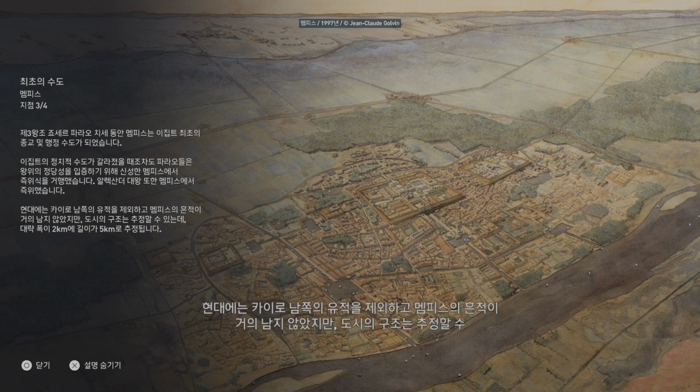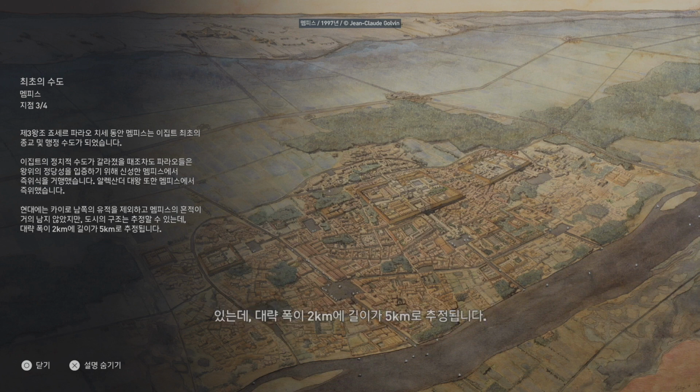Though little remains today save ruins south of Cairo, we can guess at the structure of the city, which stretched up to 5 kilometers in length and 2 kilometers in width.